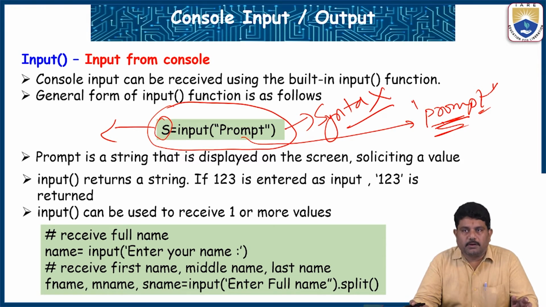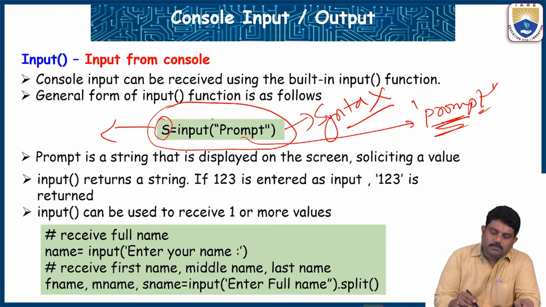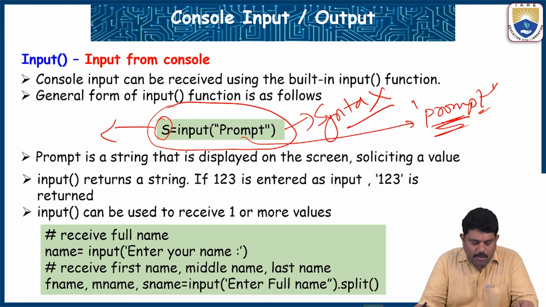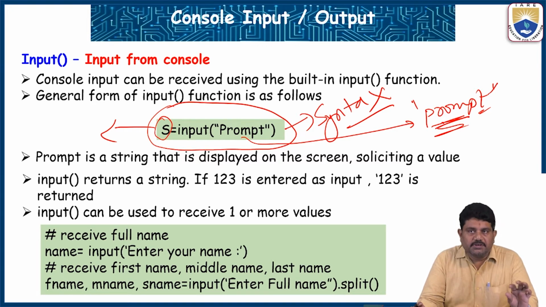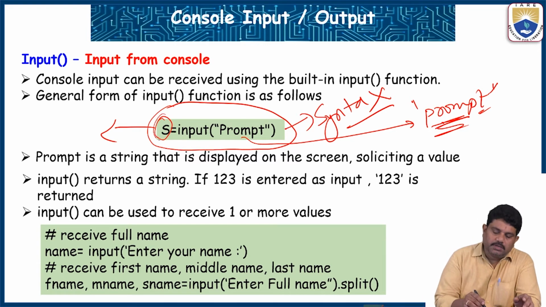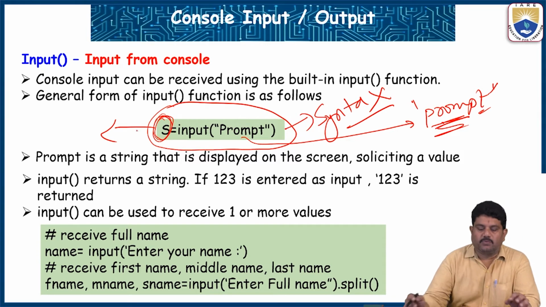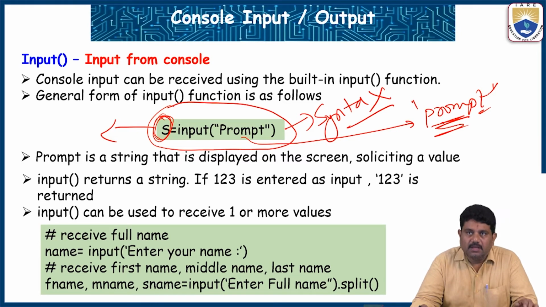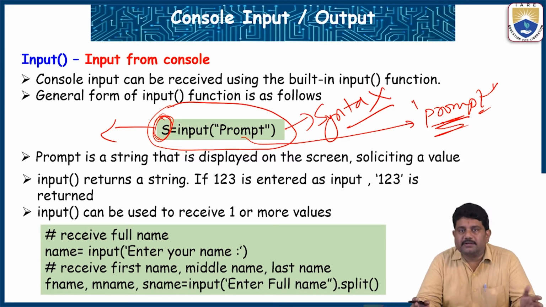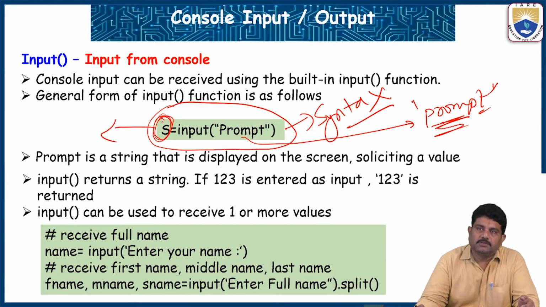We need to give this prompt string either in single quotes or in double quotes. Okay, and then this input function returns a string. Even though you entered numbers as an input, this function returns a string. That string will be stored in this variable called s. I have given a variable name, or a container name, s here, but it can be any name. That input function returns a string, so even though you entered a number, it returns a string. To store that string, we need a variable. That is the variable for the return value.